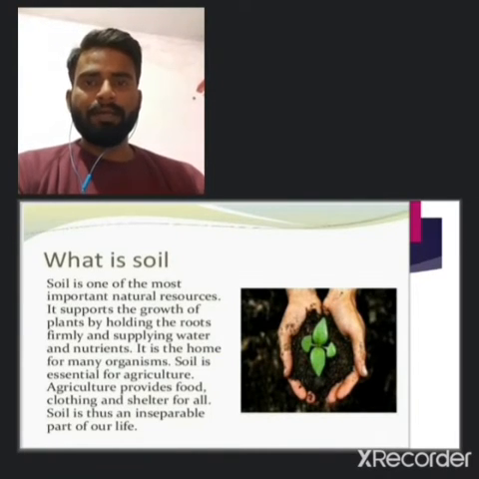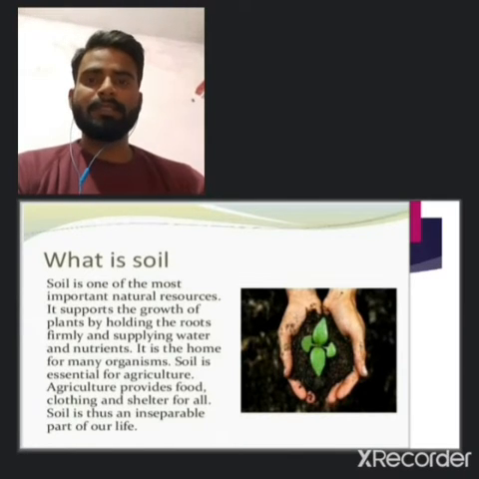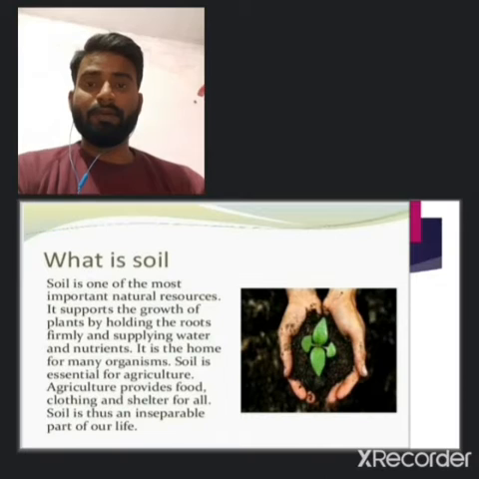So soil is the uppermost layer and it is a natural resource, an important natural resource, and it is the uppermost layer of the earth. It supports the growth of the plants by holding the roots firmly and supplying water and nutrients. It is the home of many organisms. Soil is essential for agriculture, and for providing food and shelter to many organisms. Soil is thus an essential part of our life.